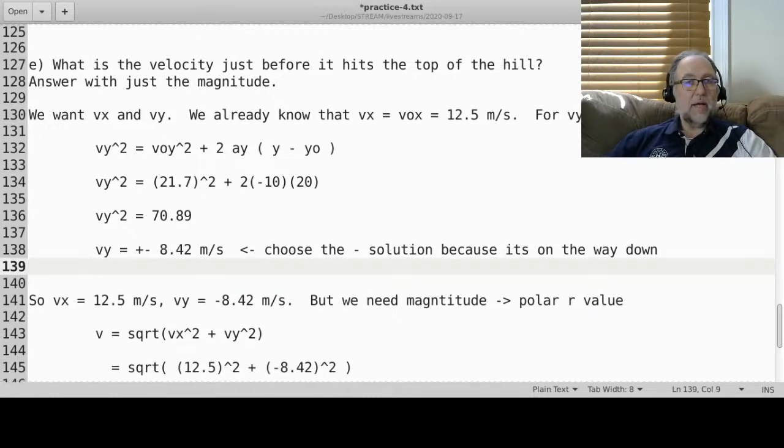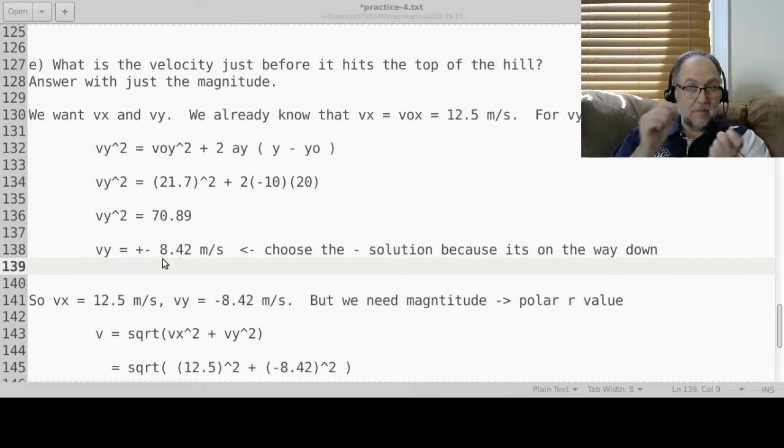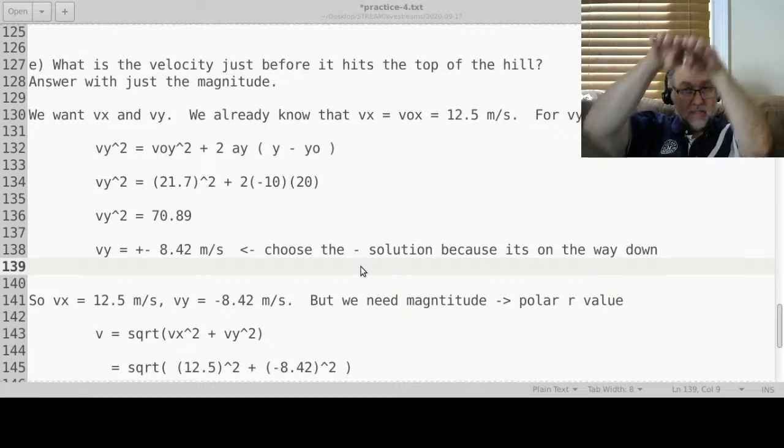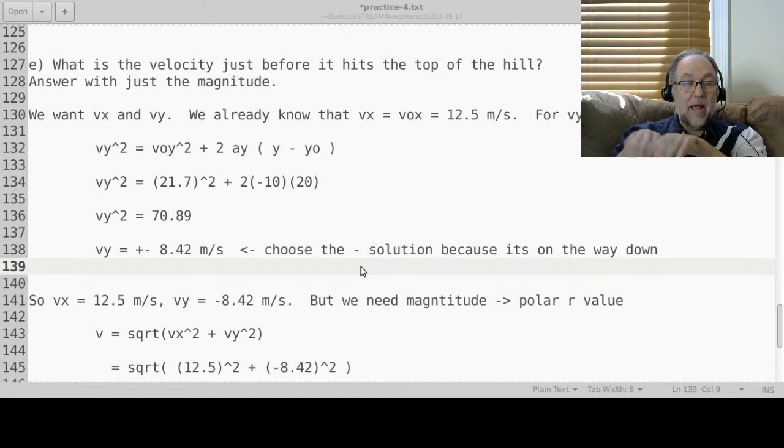And so here I've got vy is equal to plus or minus 8.42, because there are two possible solutions when you take that square root. Both of them, when you square them, will give you the 70.89. Which one do you want? Well, you actually want the negative solution. If you hadn't considered both the positive and negative, you would have gotten it wrong. The reason you want the negative solution is because when it lands on the top of the hill, it's coming down, so the y component of the velocity has to be negative.